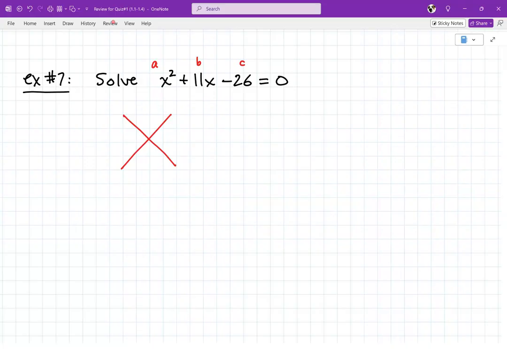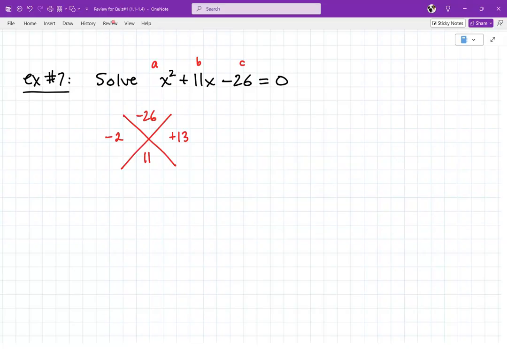This lesson was done 2 days ago. Remember, we call it the butterfly method, if you wanted to do it that way. So A times C goes on top. That's negative 26. B goes on the bottom. That's 11. Think of two numbers that multiply to a negative 26 and add up to 11. We're going to have negative 2 and a positive 13. So negative 2 times 13 is negative 26. Negative 2 plus 13 is 11. So good. We got it.